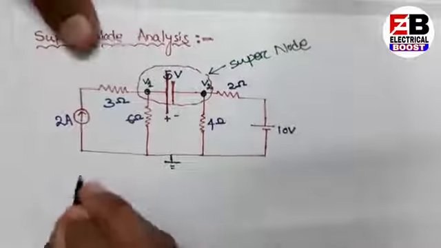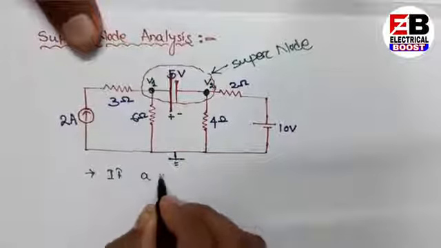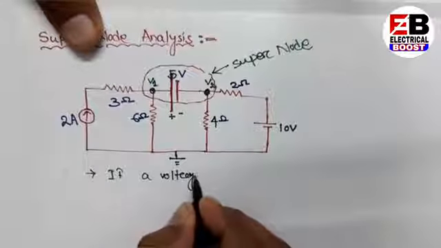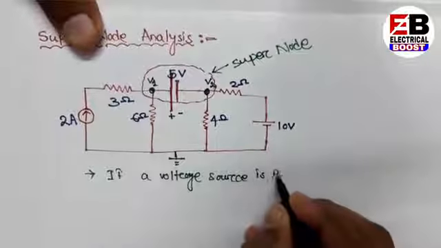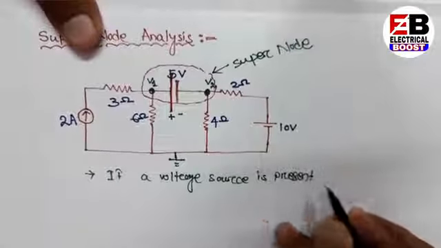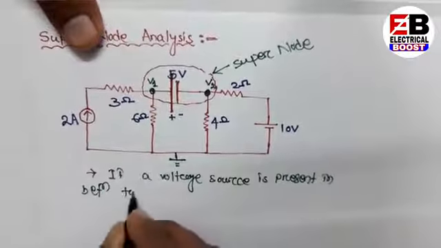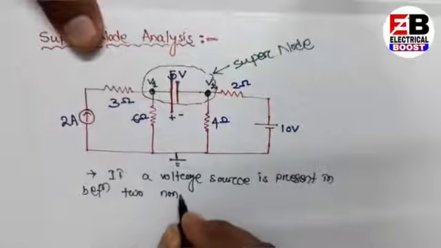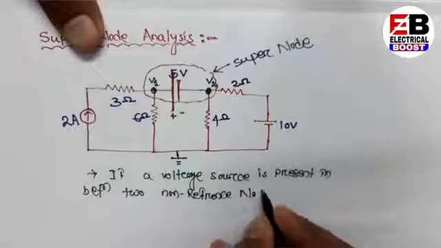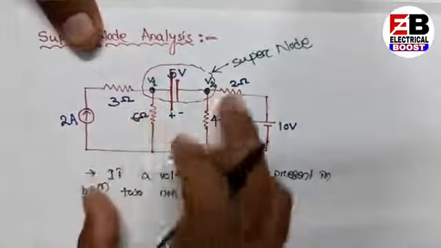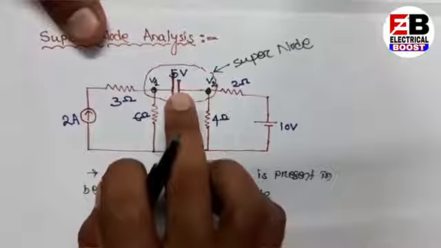The condition for a supernode is that if a voltage source is present in between two non-reference nodes. Here we treat this as a supernode, and we can apply KCL here.